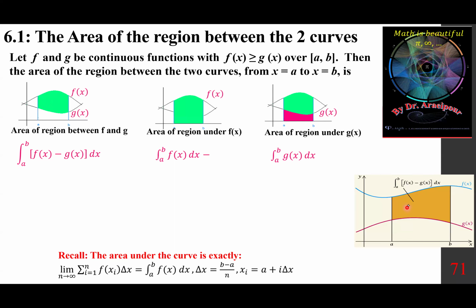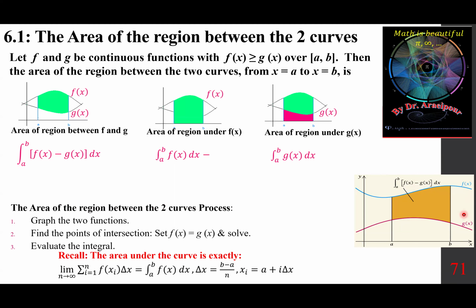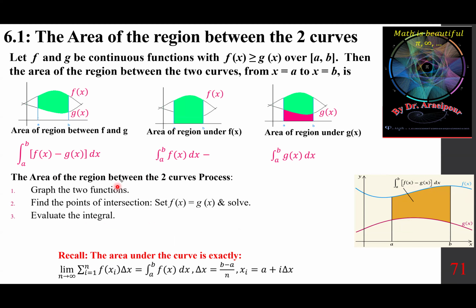So that's the region. So you write the answer is the integral of a to b, parentheses or brackets, f of x minus g of x dx. And you evaluate it from a to b. We are assuming f is at top of g from a to b. F is larger. So the area of the region between two curves process. Number one, graph the two functions. So if they give you functions, you have to graph them, if they didn't give you the graph. Find the points of intersection by setting f of x equals g of x and solve.